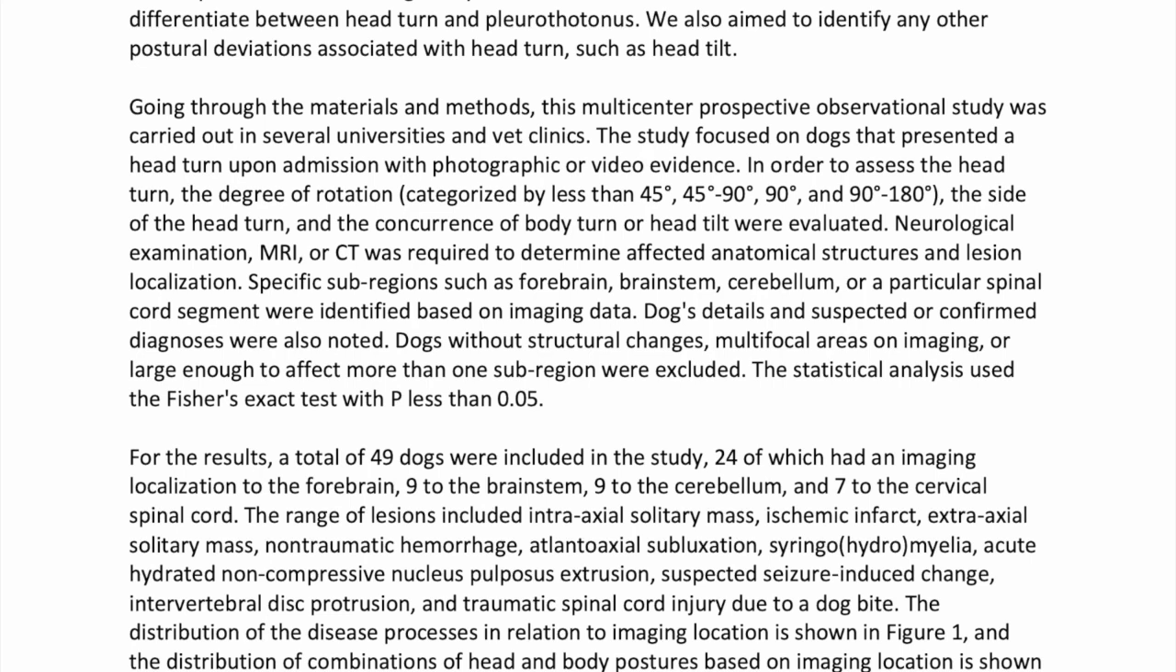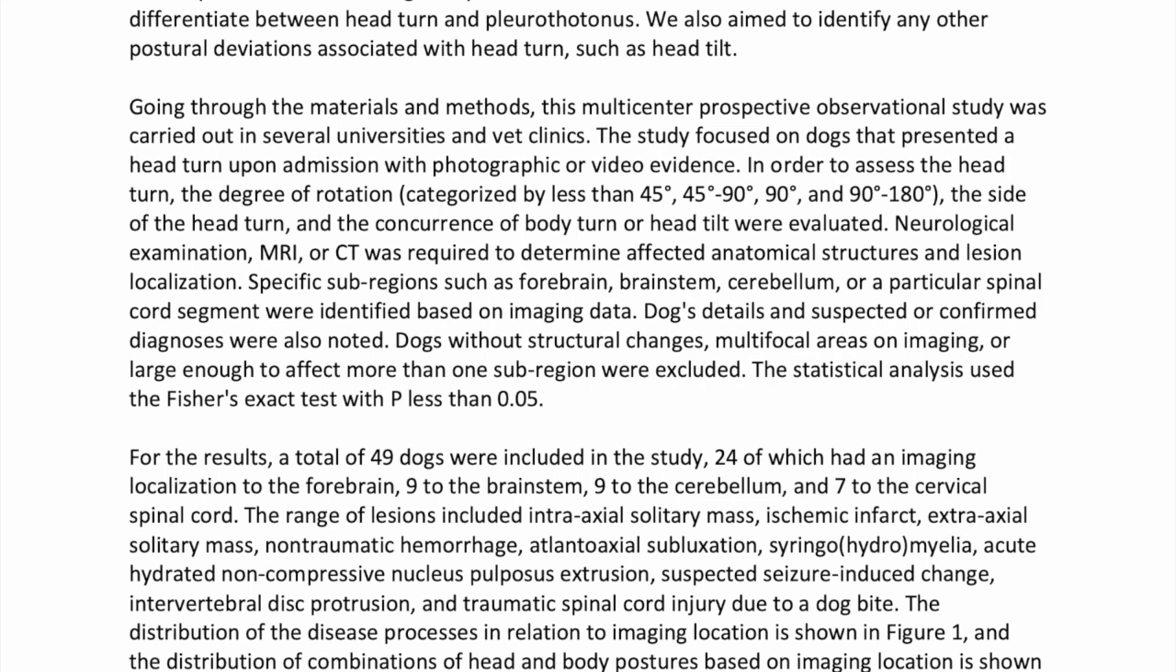Neurological examination, MRI, or CT was required to determine affected anatomical structures and lesion localization. Specific subregions such as forebrain, brainstem, cerebellum, or a particular spinal cord segment were identified based on imaging data. Dogs' details and suspected or confirmed diagnoses were also noted. Dogs without structural changes, multifocal areas on imaging, or lesions large enough to affect more than one subregion were excluded. The statistical analysis used Fisher's exact test with significance set at less than 0.05.